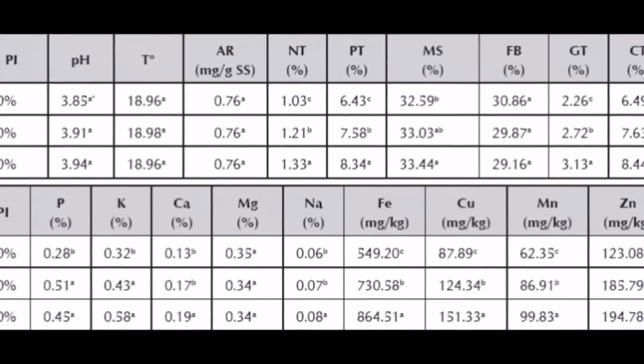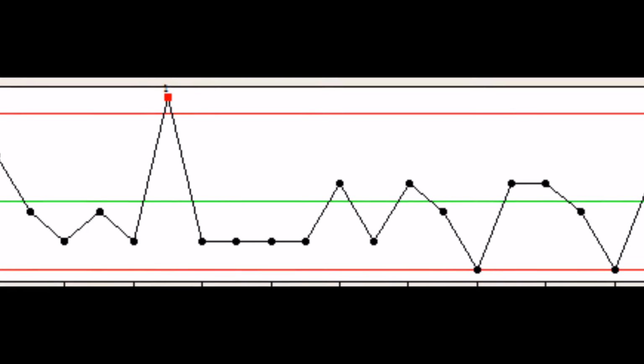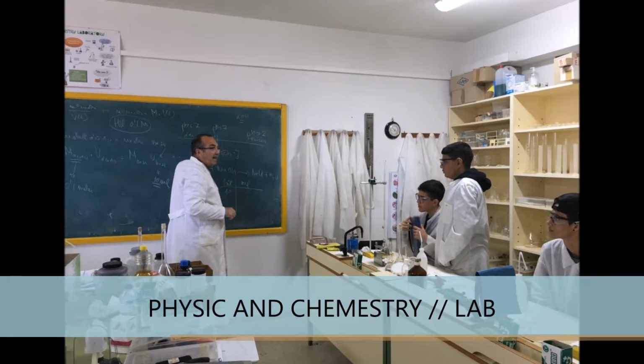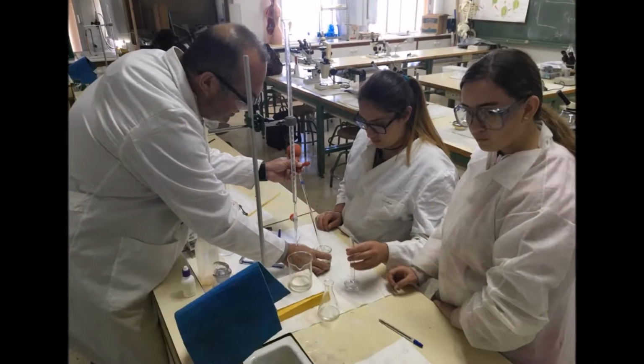In maths, we have done a study of statistics with the measures of the sensors and the relation with the different variables. In physics and chemistry and lab, we analyzed nitrate, oxygen, pH, DQO, chloride, and used ZTDs to measure the turbidity of the water.